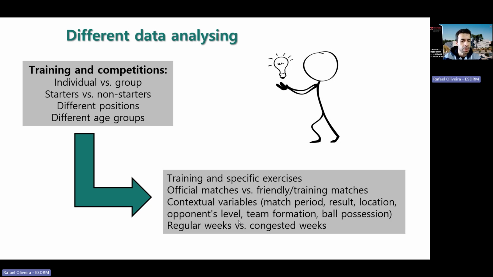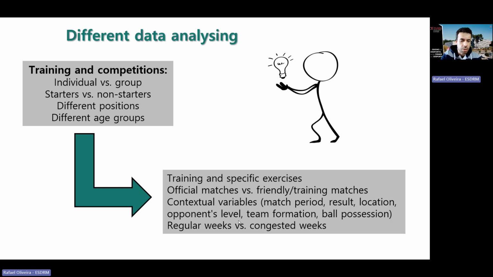Other contextual variables include the match period, if we are comparing the first with the second half, the result of the match, and the location, which is also going to influence, and sometimes influence the wellness and well-being of a player. The opponent's level is also going to influence the load and our tactics and all logistics. The team formation that we are using, or whether we change it or not, and the ball possession. So there are many contextual variables to include and take into consideration when we are analyzing load.